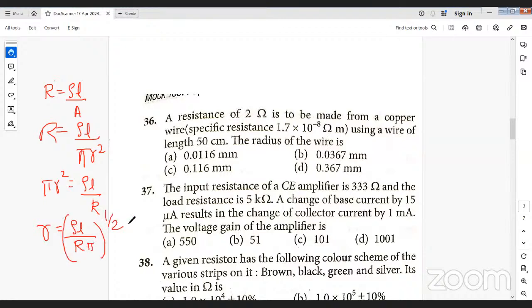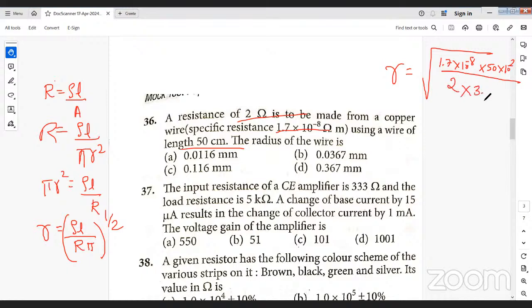Okay. So rho value is given, students. L value is given, the length of the copper wire is 50 centimeter. Make it in terms of meter. R value, the resistance value, is given. Pi everyone knows. So you can substitute all the values now: under root of 1.7 into 10 raised to minus 8, into L value 50 into 10 raised to minus 2, divided by R, that is 2, into pi 3.142.